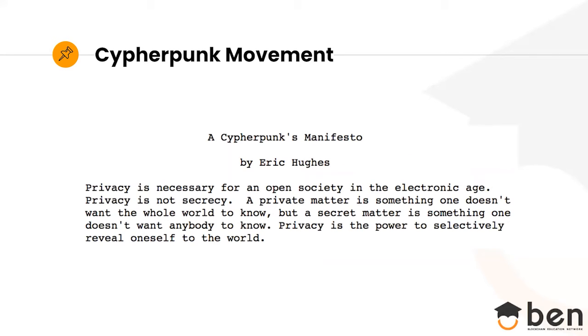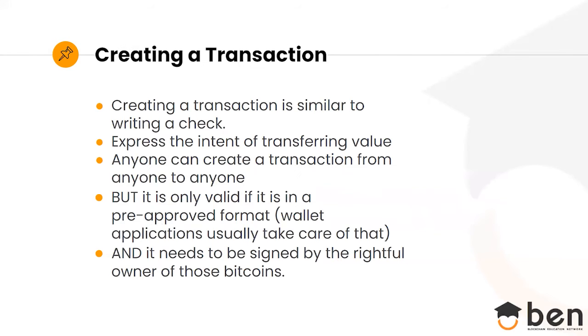A Cyberpunk's Manifesto by Eric Hughes. Privacy is necessary for an open society in the electronic age. Privacy is not secrecy. A private matter is something one doesn't want the whole world to know, but a secret matter is something one doesn't want anybody to know. Privacy is the power to selectively reveal oneself to the world.